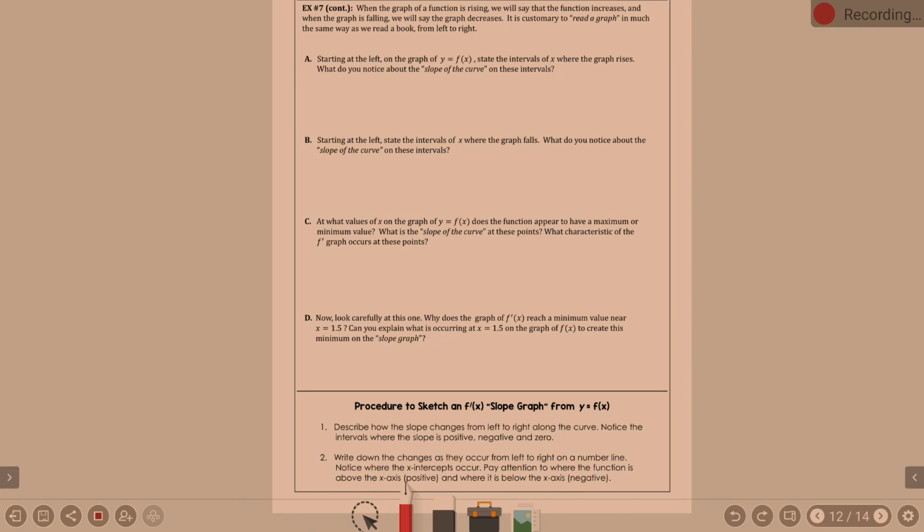But f of x increases from negative infinity to -1. And I'm just going to write it as 4 to infinity. It's close enough. When it's increasing, the slope is what? Slope is positive, yes? Increasing graph, slope is positive.